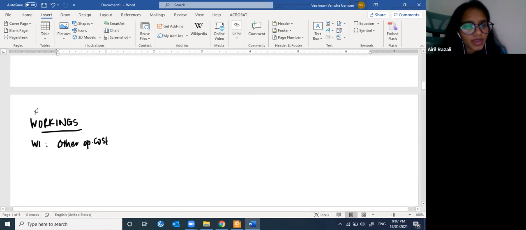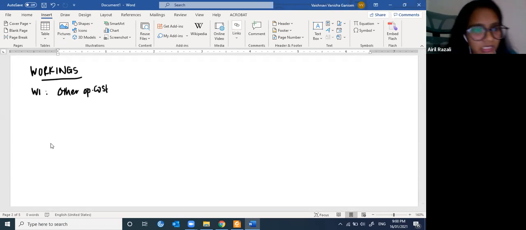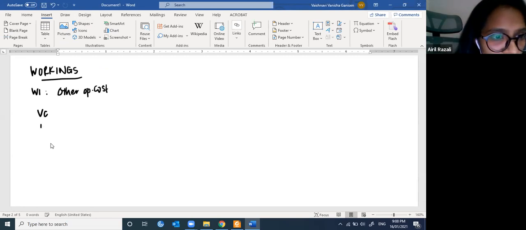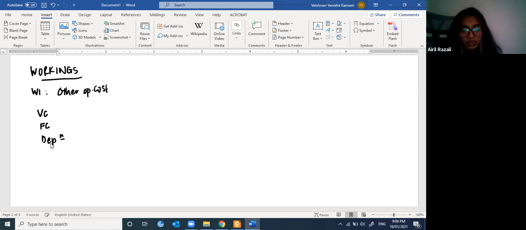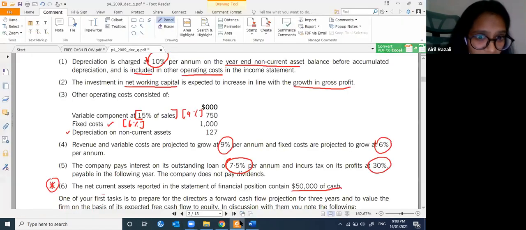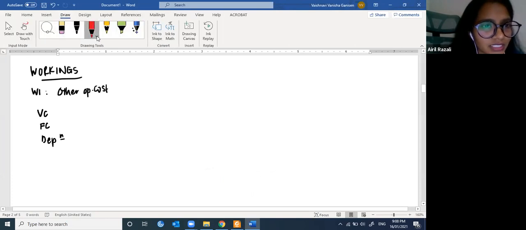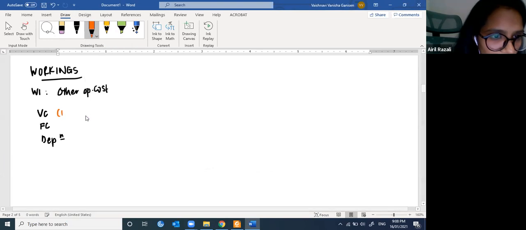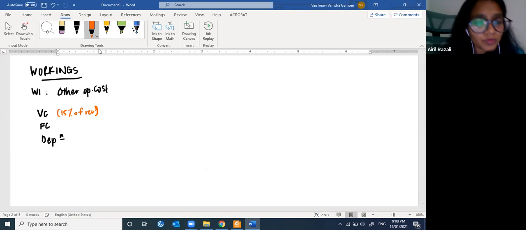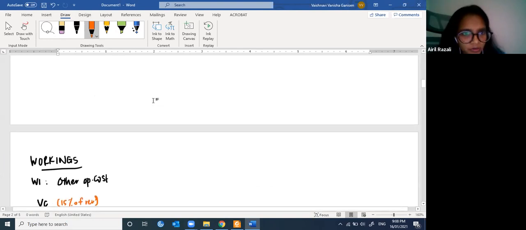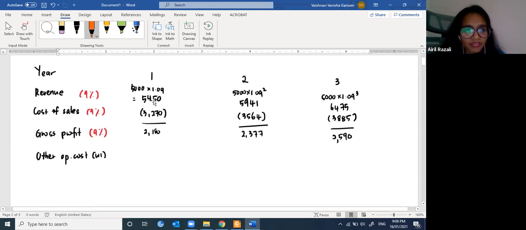So I have year 1 to 3. Now my other operating cost has variable costs, fixed costs, and depreciation. Variable cost was 15% of revenue. Am I right? Yep. So let me just write this down here. 15% of revenue.